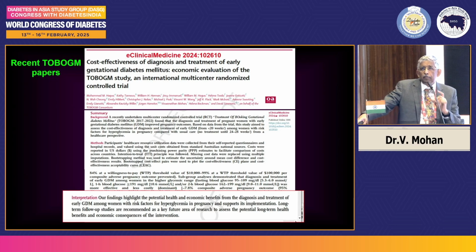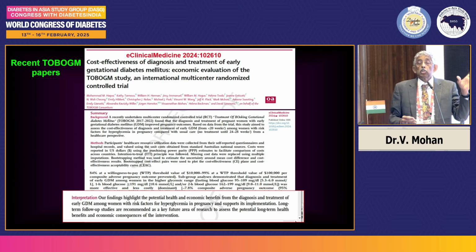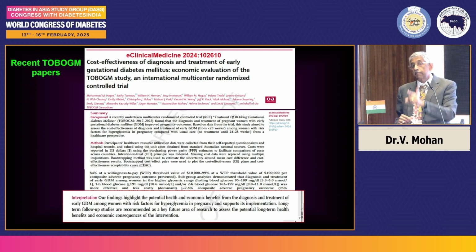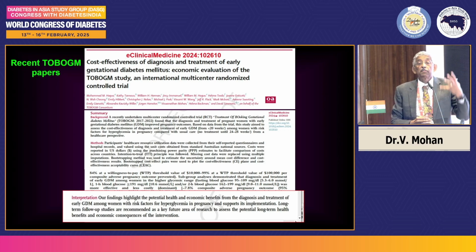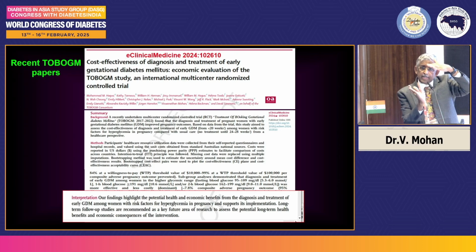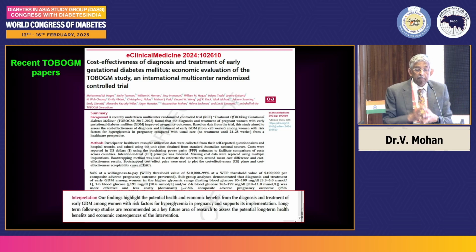About 14 papers have already been published from Tobogum, and we have been happy to be part of all of them. In fact, there is one issue of Diabetes Care published in February 2025, where Hannah's drawing is the cover of Diabetes Care, and there were 5 papers of Tobogum in the same issue. They had a separate section on Tobogum in Diabetes Care. Many of you would have seen that. I think 5 papers were there.